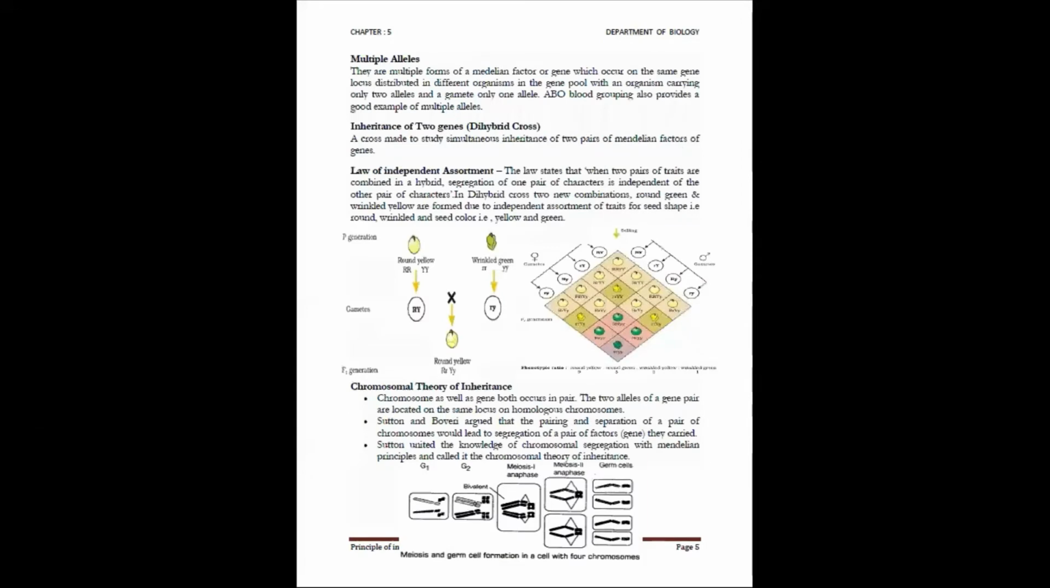Moving on to multiple alleles, yes, multiple alleles can be asked for definition, and the definition again would be led by the example of ABO blood grouping. So ABO is the only multiple allele which you can find. Moving on to dihybrid cross, yes, dihybrid cross can be asked for 5 marks.